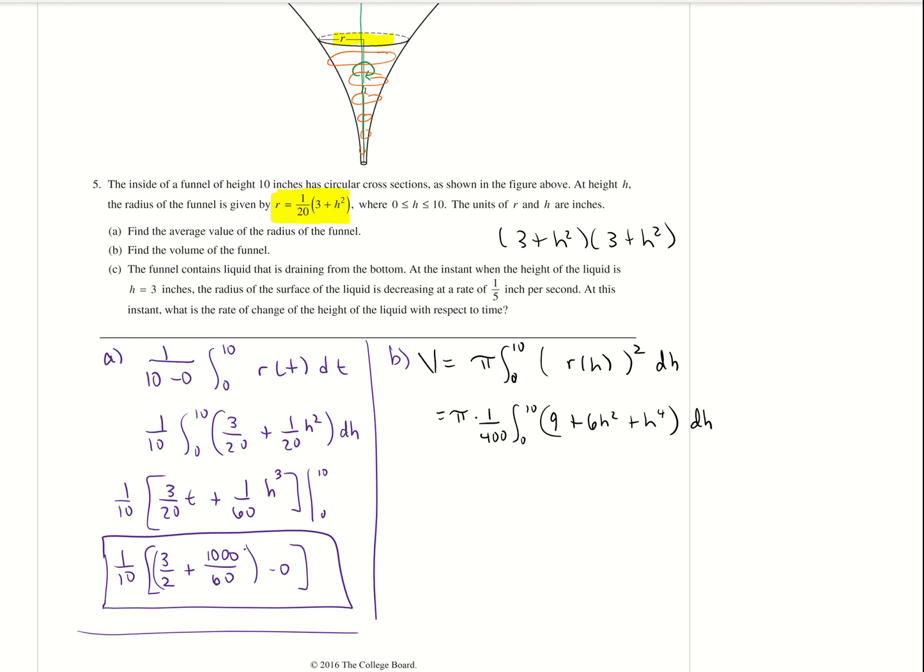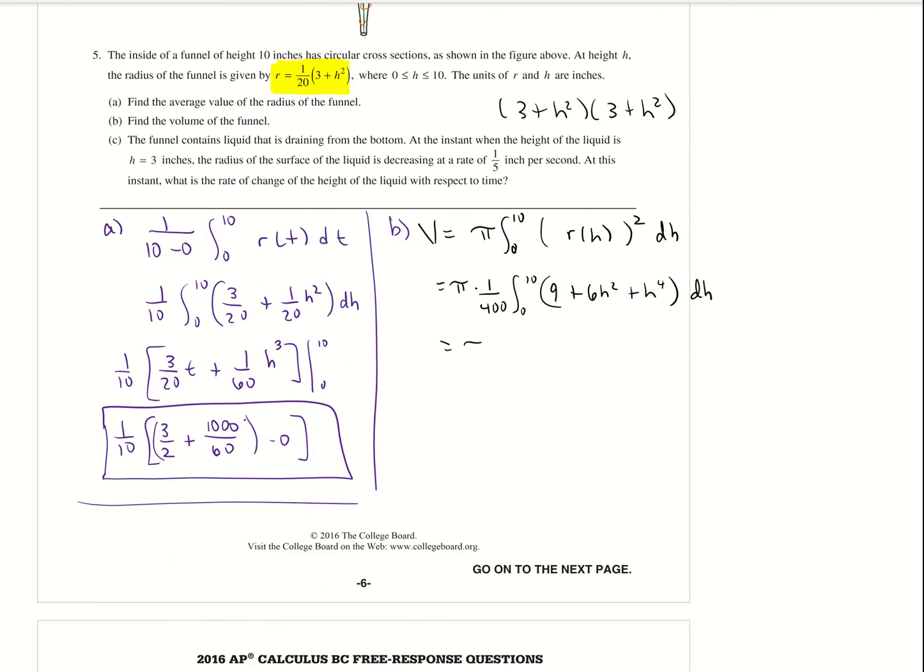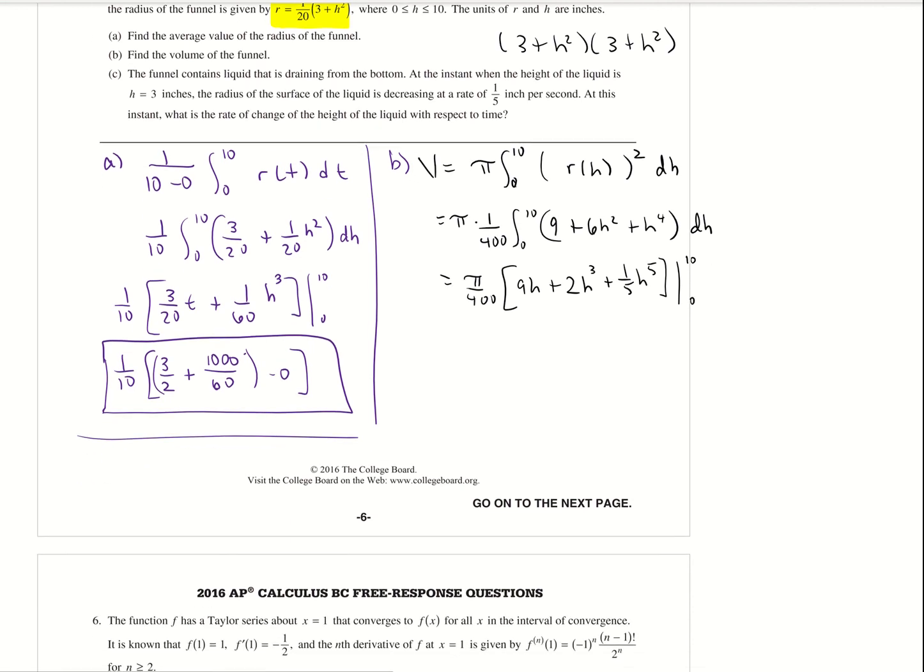Now I'm going to go ahead and use the power rule. So I'd have pi over 400 times 9h plus, let's see, if I divide, that'd be 2h to the 3rd plus 1/5 h to the 5th, pardon me. And then I'm going to evaluate this at 10 and 0. You do actually need to write the evaluation. You do not have to compute the evaluation, but you need to write it. So this would be 9 times 10, or 90. You don't have to compute this. You could just write 2 times 10 to the 3rd. 10 to the 3rd is 1,000 times 2. That's easy enough. For that one, I'm not going to do this one.